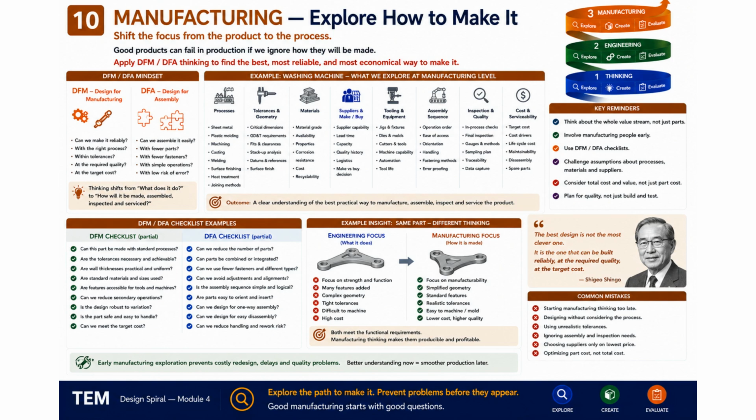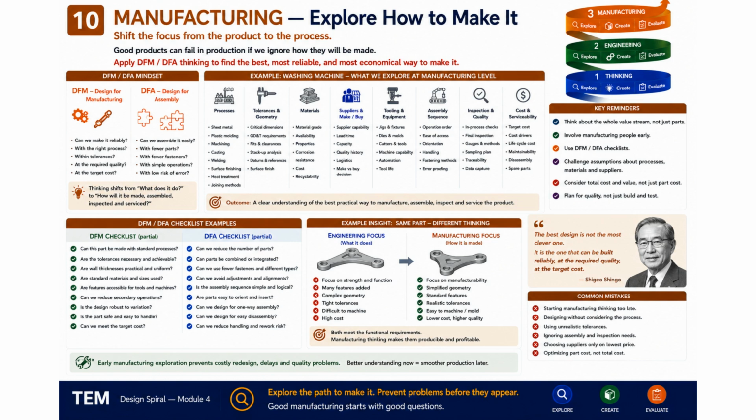During engineering, we explored how the selected solution could technically work. Now we ask a different question. How can we make this product repeatedly, reliably, and economically? This requires us to explore the production process itself. For our washing machine, we investigate how parts will be formed, machined, molded, welded, coated, assembled, inspected, tested, and serviced. We examine materials, tolerances, tooling, fixtures, assembly sequence, suppliers, production equipment, automation, inspection methods, and cost.